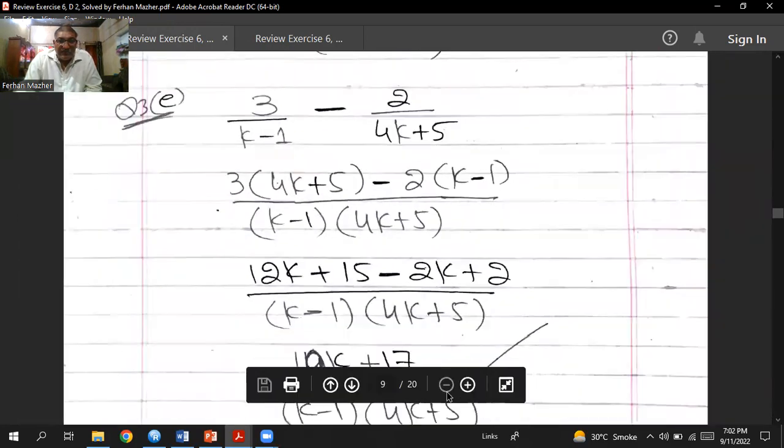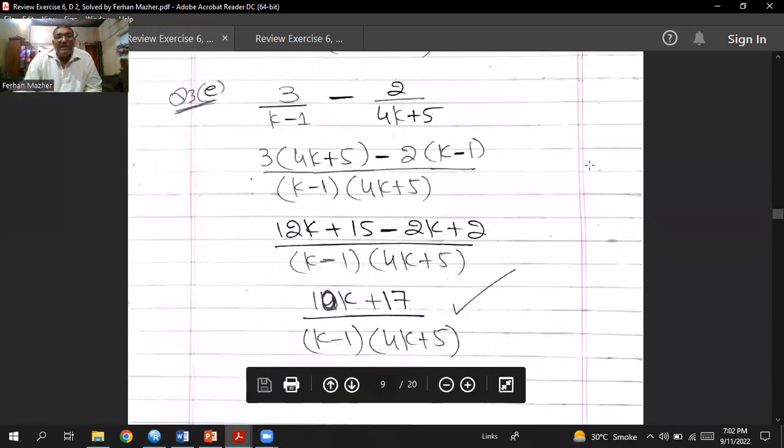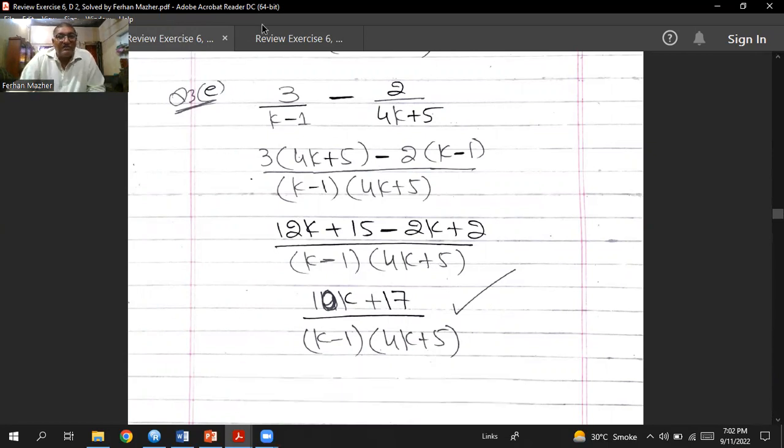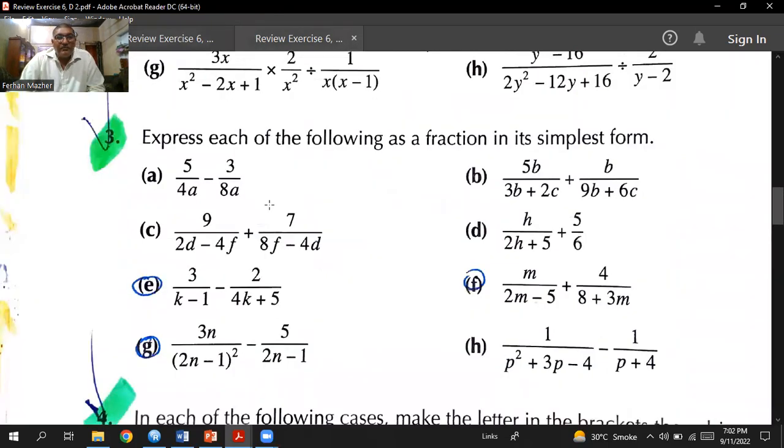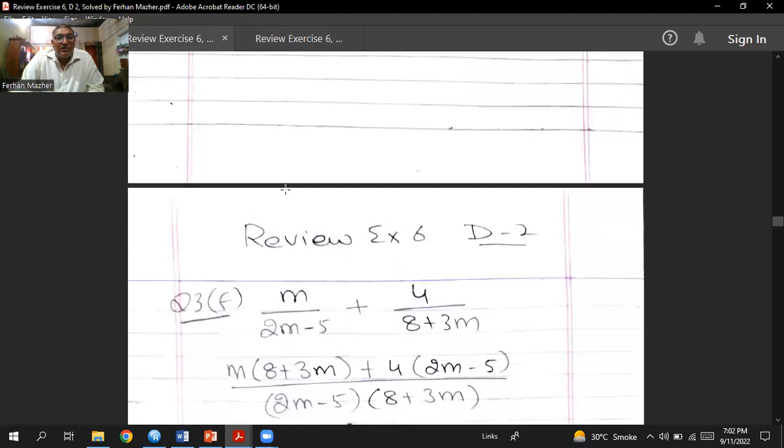So let me reduce the size so you can see. Now you can see the whole question number 3E part is showing up on your screen. You can pause the video and you can take your time with this question. So the F part of the question number 3, m divided by 2m minus 5 plus 4 divided by 8 plus 3m.